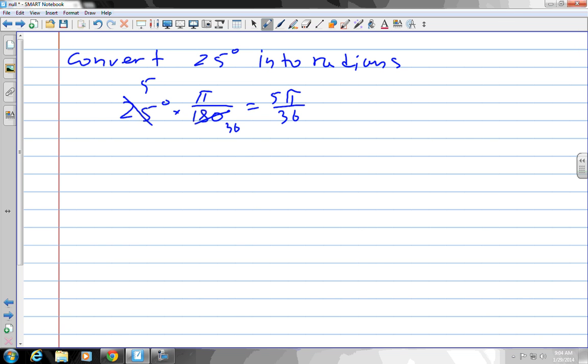And there are no symbols. That's a real number. With degrees, we have to write that little circle to represent it's degrees, not a real number. But this is a real number. 5 pi over 36, whatever that is. Numerically, I don't care. It's that. Does that make sense?